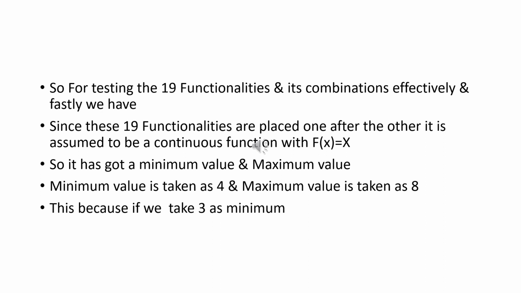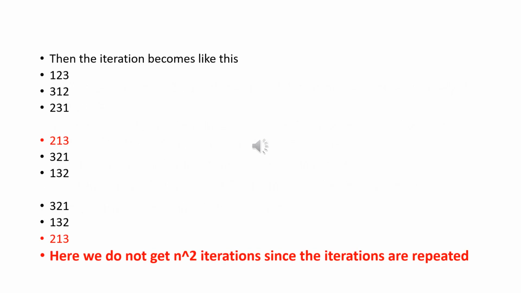Since these 19 functionalities are placed one after the other, it is assumed to be a continuous function with f(x) equal to x. So it has a minimum value and a maximum value. Minimum value is taken as 4 and maximum value is taken as 8. This is because if we take 3 as the minimum value, then the iteration becomes like this. Here we are not getting n square number of iterations, since the iterations are repeated, which is represented in the red color.